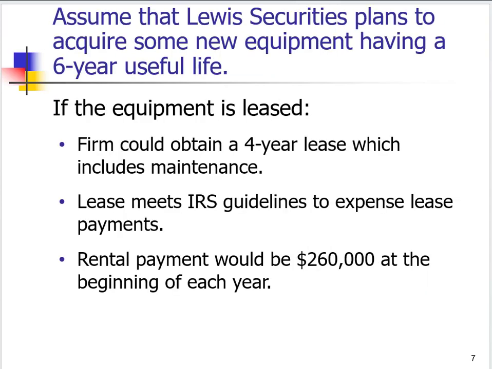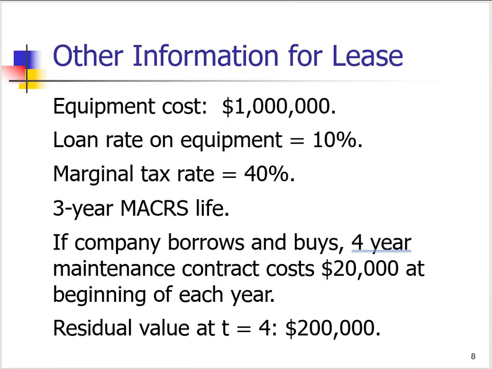So here we have a company, right? They're going to get a 4-year lease that includes maintenance. And the IRS, this lease meets the guidelines, so we can expense it. So this is an operating lease. And the rental payment will be $260,000 at the beginning of each year. Now, of course, don't forget, we're going to have to include taxes when we do these calculations.